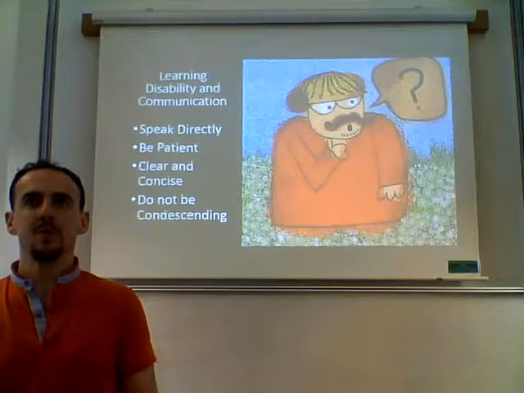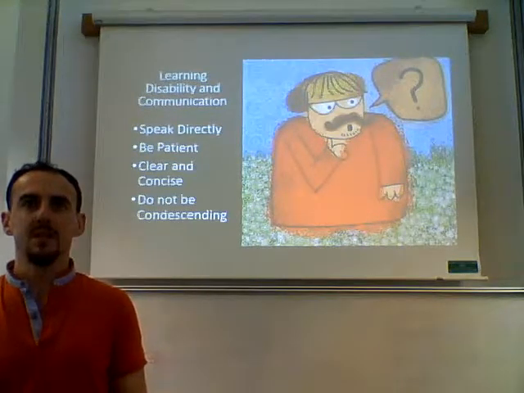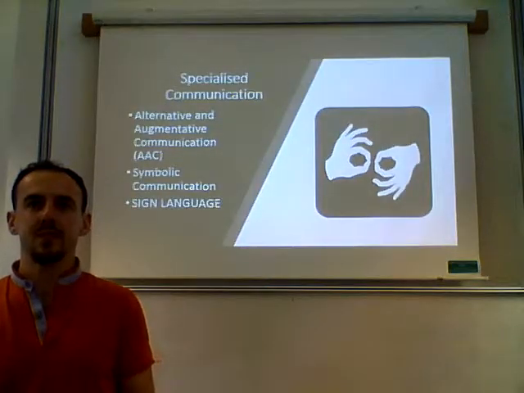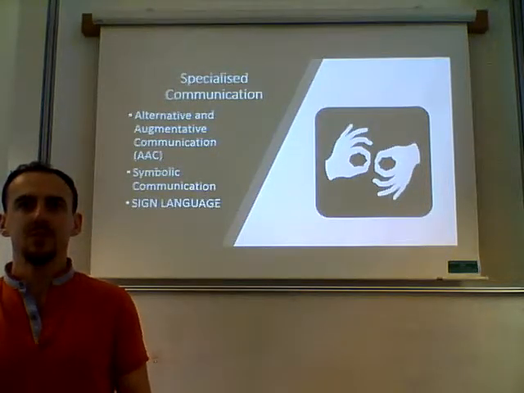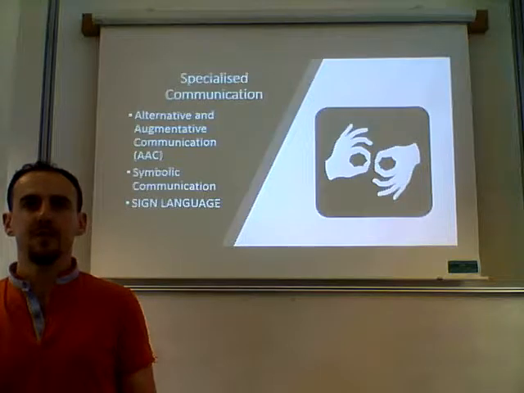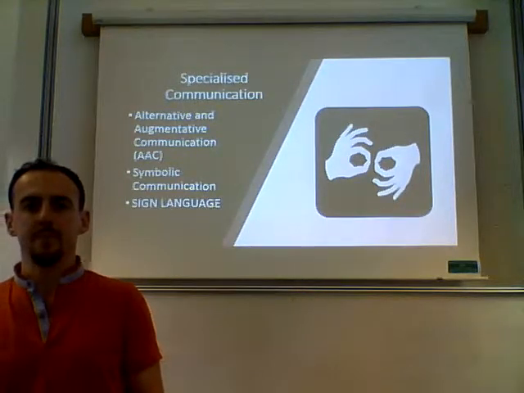It is very important when communicating with a person who has a cognitive impairment to speak directly to the person and not the person assisting them. Be patient, use clear and concise wording, do not be condescending, and always ask a person to repeat themselves if you do not understand the first time. Never try to complete another person's sentences for them.